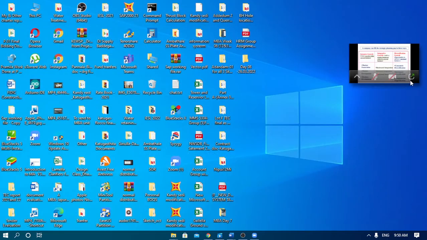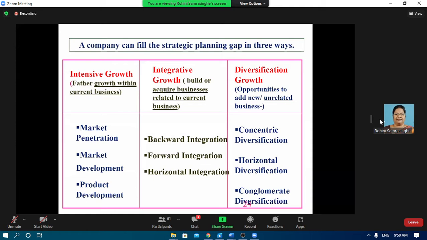Based on this intensive growth, there are three strategies you can see here: penetration, market development, and product development. Market penetration, product development, and market development. Product development is when the company tries to change or improve their existing product according to changes in the marketing environment and customer desires, right? We will look at those things later. You can just understand the three types of intensive strategies you can identify here.